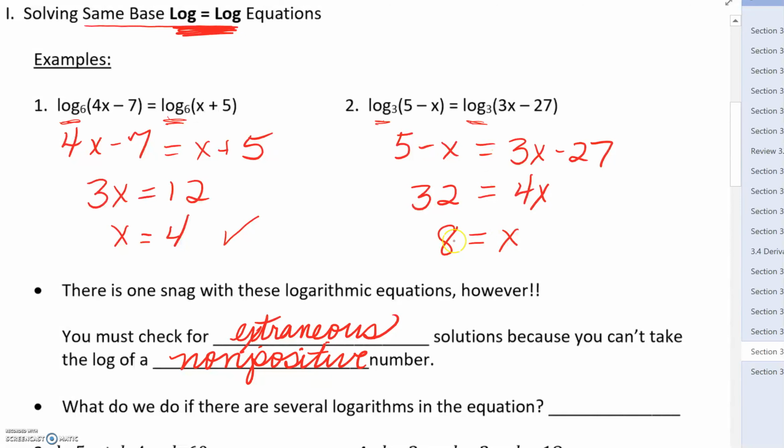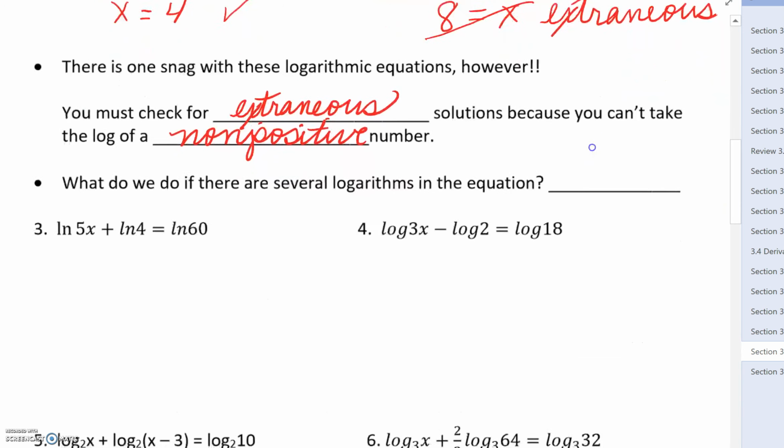Over here, if you plug in 8, you get 5 minus 8, which is not positive. So therefore, this answer is actually extraneous, because if I put in 8, I get log base 3 of negative 3, which is undefined. You can't raise 3 to a power and get negative 3. So therefore, this one actually has no solution. So you really have to watch out for that. Just remember to quickly check each one of the log equations.